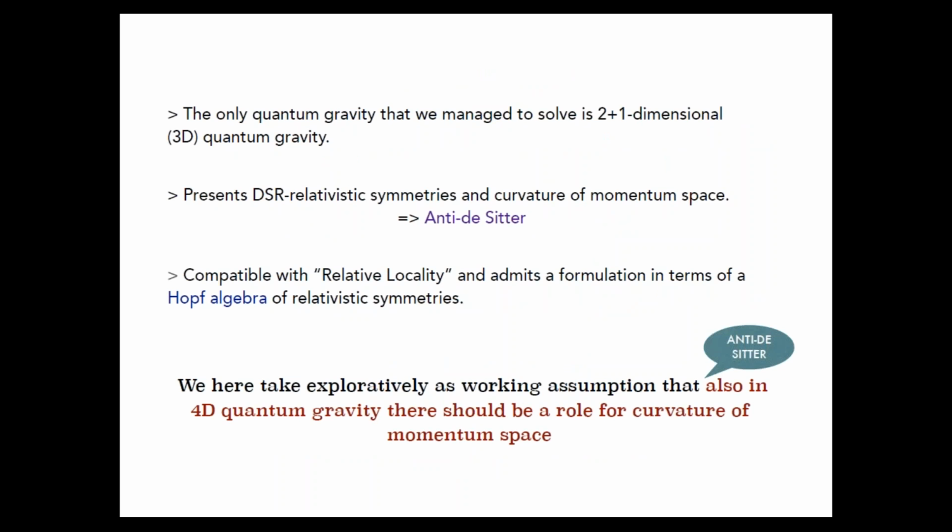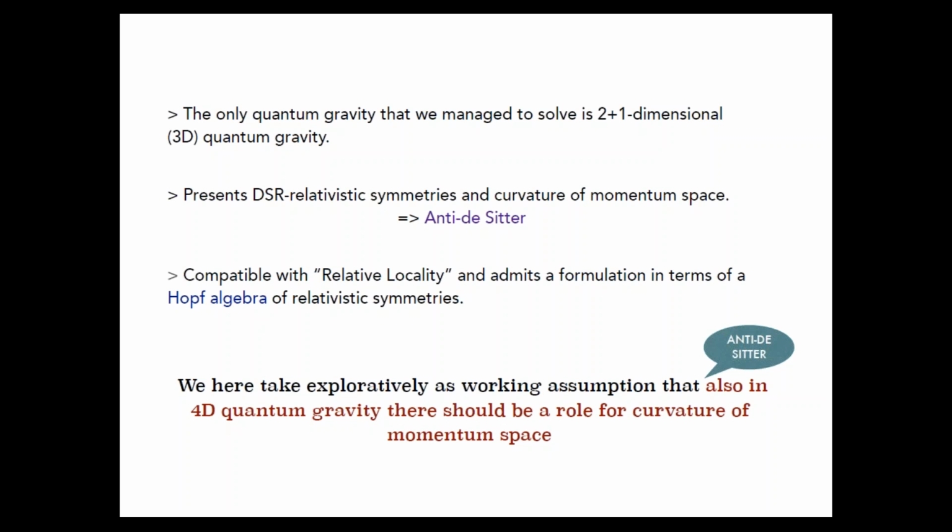So the only quantum gravity theory that we managed to solve is the 3-dimensional quantum gravity, the 3-dimensional general relativity. Just summarizing, it presents a DSR relativistic symmetry and a curvature of momentum space of anti-de Sitter type. And this formalism is compatible both with the curved momentum space formulation of relative locality that I described and with the Hopf algebra structure.